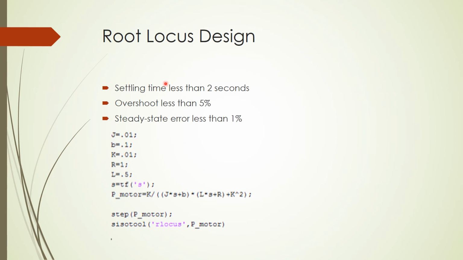And here is the design that we're going to be using to model a DC motor. Our design is going to include a settling time less than 2 seconds, an overshoot less than 5%, and a steady state error less than 1%. An excerpt of our MATLAB code shown here shows a few of our variables that are just physical parameters to run the code.